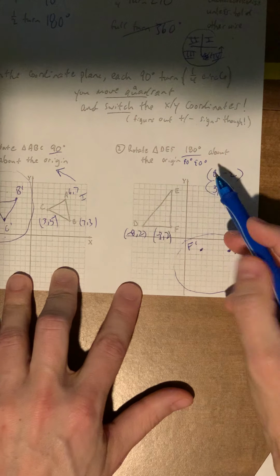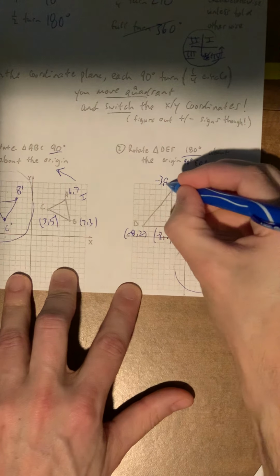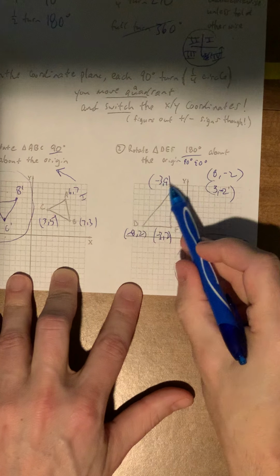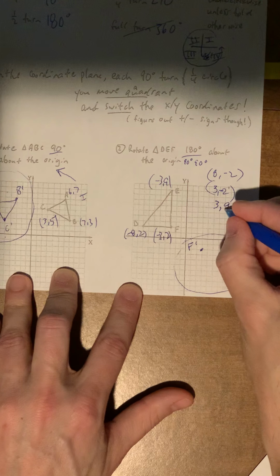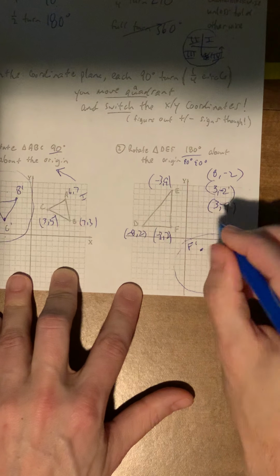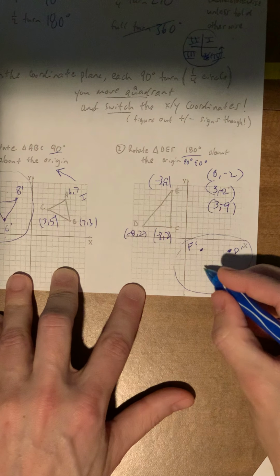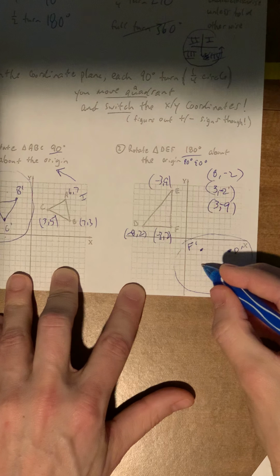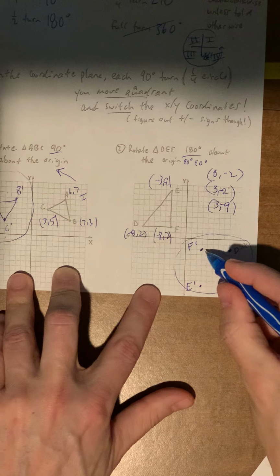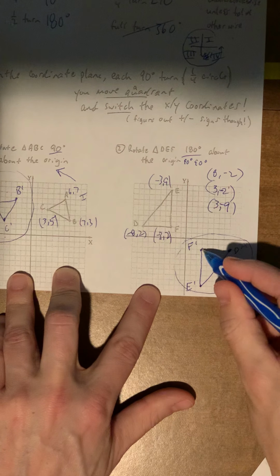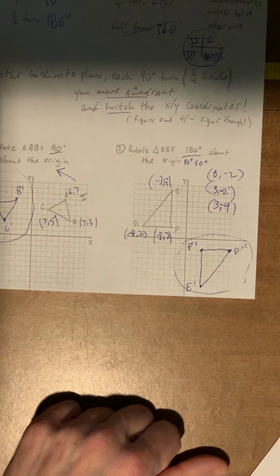And E is at negative 3, positive 9. So it's going to be a 3 and a 9, swapping them twice back to where they started, but it's a 3, negative 9. So 3, negative 9. There is E prime, and voila. Your image, triangle DEF. Okay?